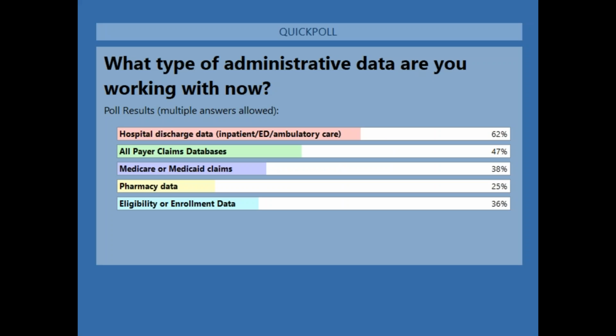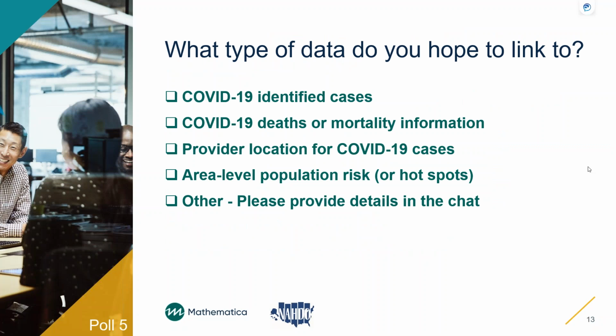So it looks like, again, as I mentioned, most of you are working with the hospital discharge data, inpatient, ED, ambulatory care. Many of you are also looking at all claims payer databases. The next up, Medicare, Medicaid, and eligibility and enrollment data. A few of you, about a quarter of you, are looking at pharmacy data. The next poll is asking a little bit more about what types of data that you hope to capture. So we've asked you what kind of data you're accessing, but are there other data sources that you're really hoping to access? So let me go ahead and launch that poll.